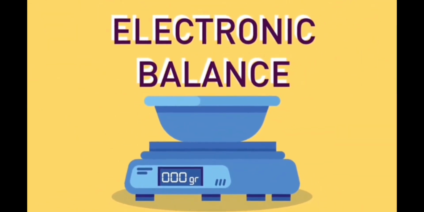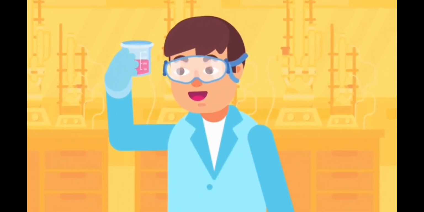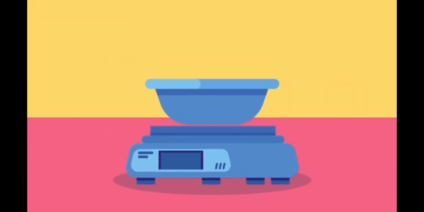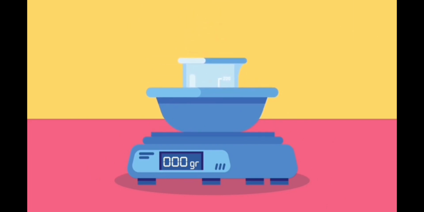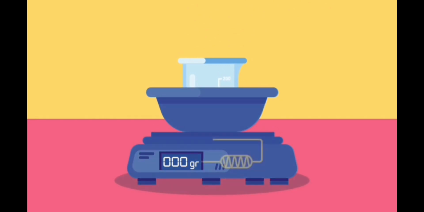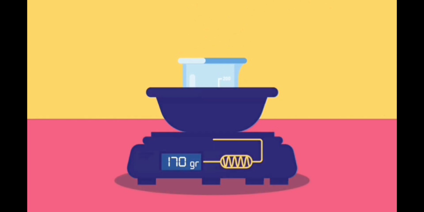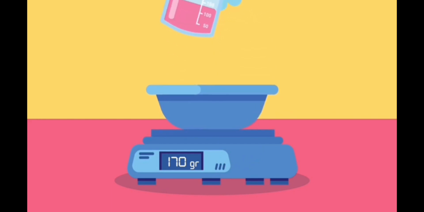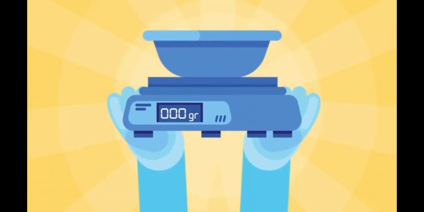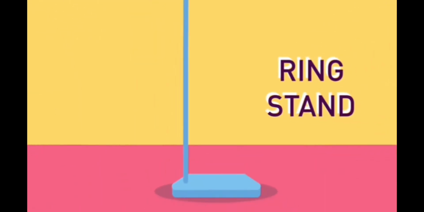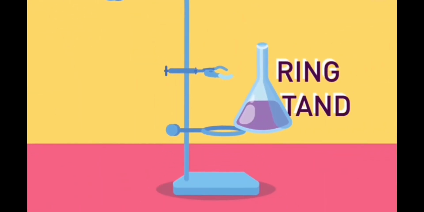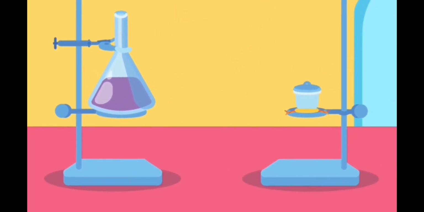Electronic balance, used for measuring mass of a substance or chemical, usually consists of a pan on which you can place the substance you want to measure. This generates current proportional to the displacement of the pan due to the pull of gravity, which then translates into the displayed reading. The electronic balance is a simple, yet one of the most important equipment that should be present in any laboratory. Ring stand, used as support to clamp laboratory glassware and other equipment in place, so it does not fall down or come apart.